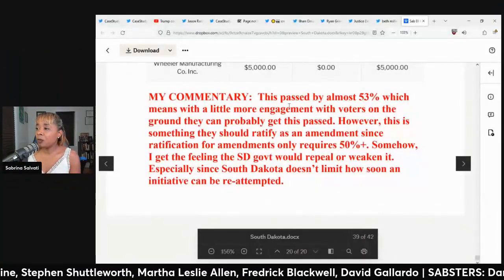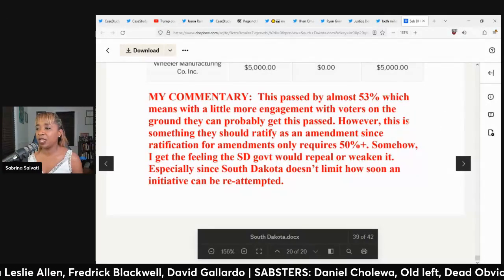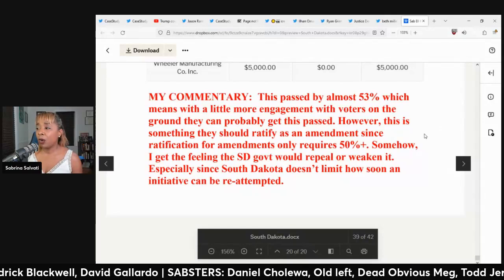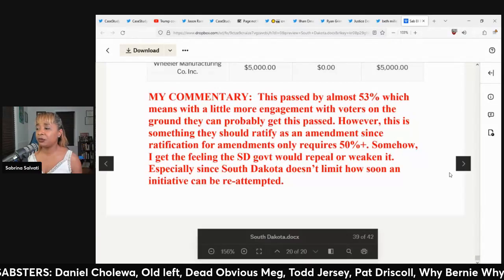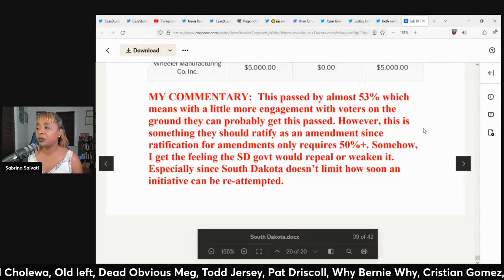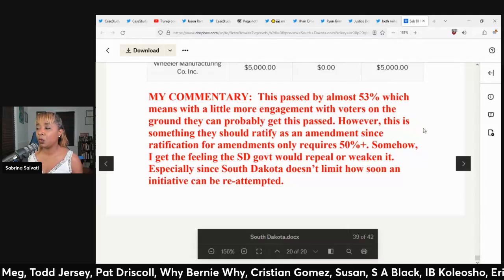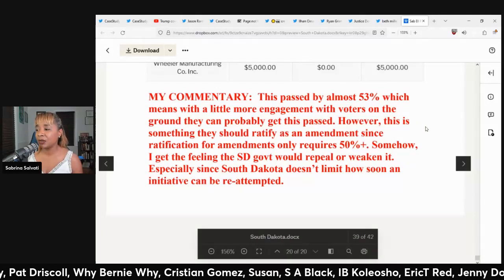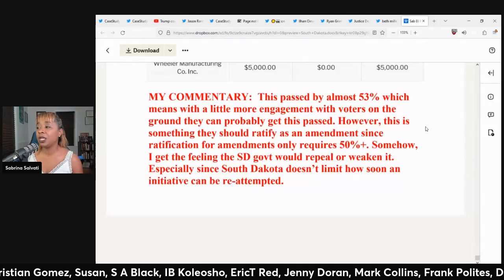One more note here from Roger, I almost forgot. This failed by almost 53%, which means with a little more engagement with voters on the ground, they can probably get this passed. However, this is something they should ratify as an amendment, since ratification for amendments only requires 50% plus. Somehow I get the feeling South Dakota government would repeal or weaken it, especially since South Dakota doesn't limit how soon an initiative can be reattempted.